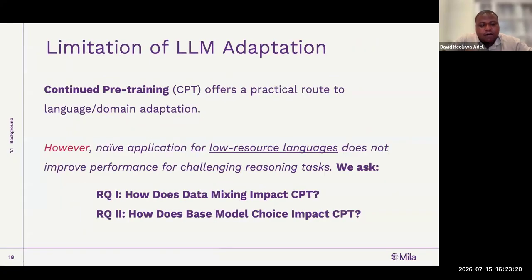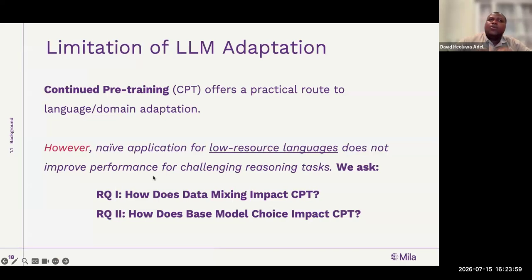One practical way of improving this is what is called continuous pre-training. You just do adaptation to a new language or to a new domain. But what we found out is that naive application for low resource languages does not improve performance on challenging tasks. The first effort to do this was with Api Buzaba at Princeton, where we did continuous pre-training with Llama models, and we had improvements.